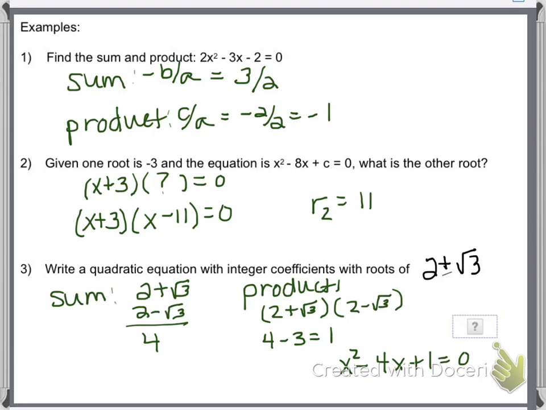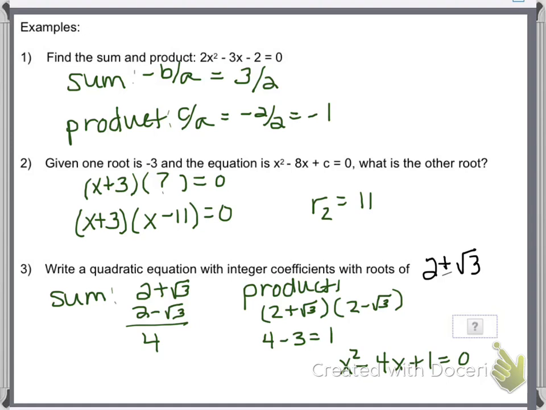Alright, for the first one, simply using the formula, sum is the opposite of b over a, product is c over a. Plug it in. You get 3/2 for the sum and -1 for the product. Second one, one of the roots is -3, so x plus 3 is one of the factors.